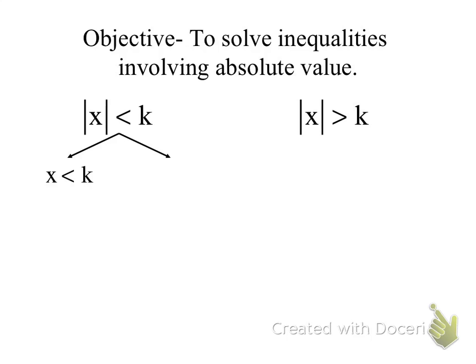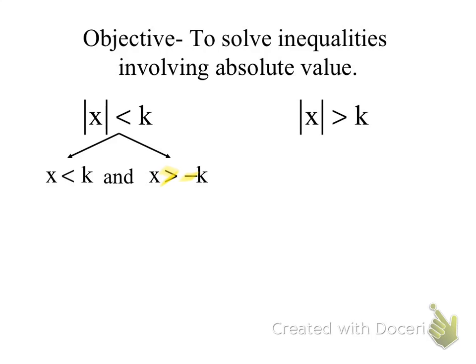This means x is less than k, or I can do the opposite. X is less than, but because I'm going to set it equal to the negative value, I have to flip the sign around. When I'm setting it equal to that negative value, notice, because I took the negative, I have to flip that inequality sign around. Is that clear?